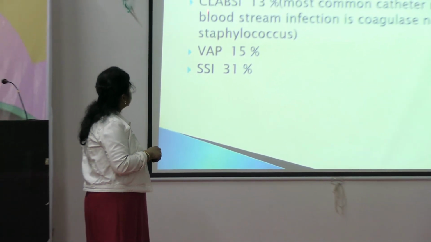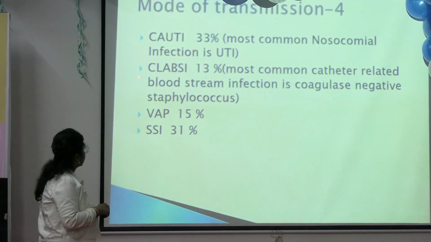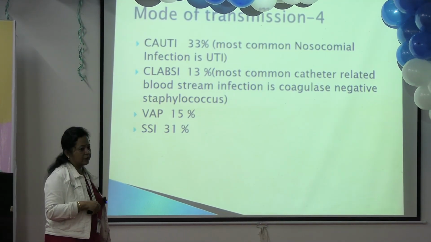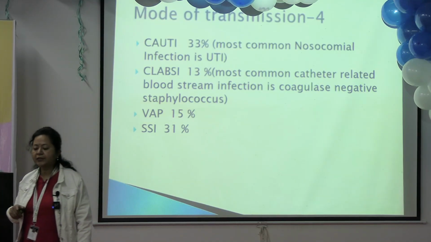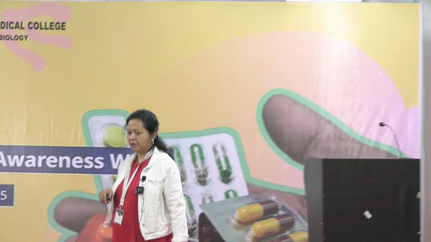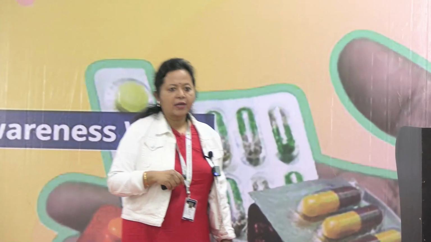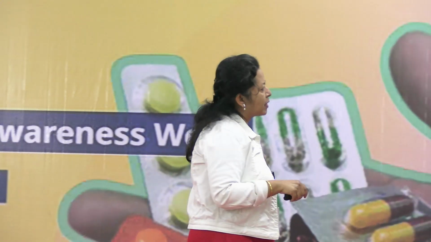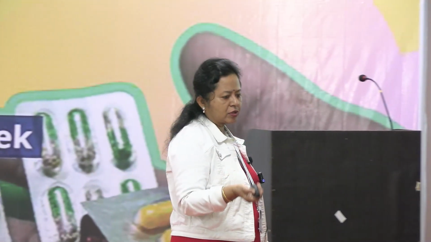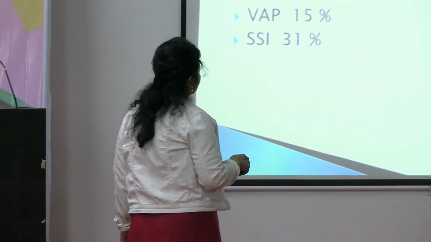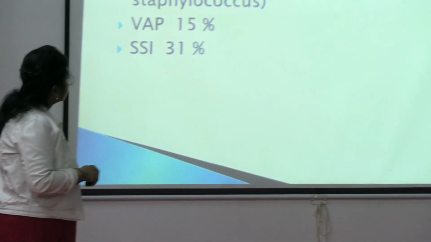Next is CLABSI, central line associated bloodstream infection. Okay. So we put central lines in the ICU; almost every patient will have a central line, so that we can administer medications. Very often you have to give injectable IV drugs. So CLABSI is about 13%.